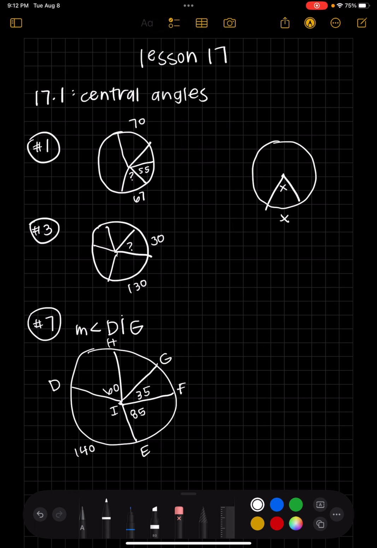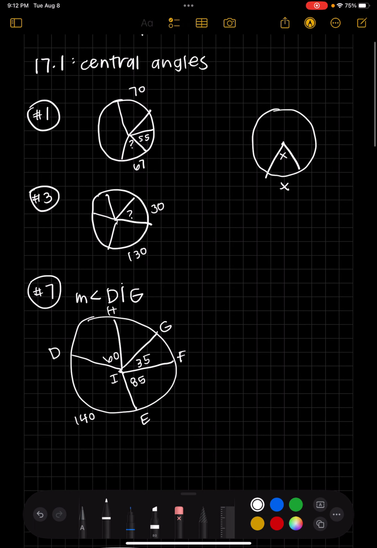So here we go. 17.1 is all about central angles. Central angles, basically, I want you to pay attention to this picture right here. So if I have an angle that goes through the center of a circle, then the angle on the inside is equal to the angle on the outside. So if I'm looking at this number, let me backtrack and say this, sorry.